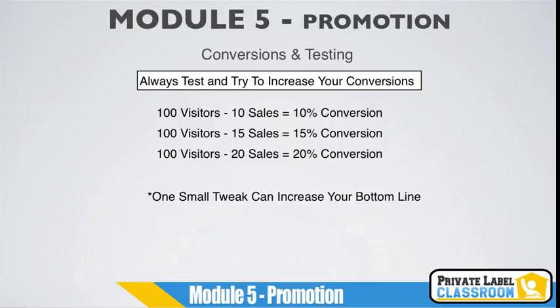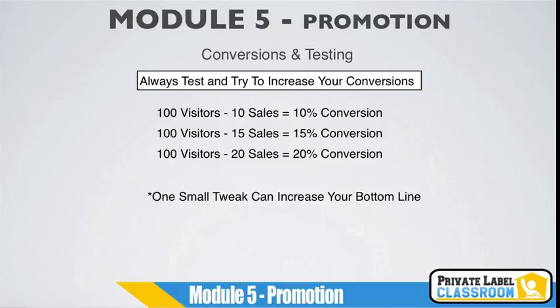So I gave some numbers here just to give you a visual of it. Let's say that you have 100 visitors that come to your listing and you receive 10 sales per day. That's a 10% conversion rate. Pretty basic math, right? Well, let's say that you increase your conversion rate to 15%. Now you've got 15 sales from just tweaking something, okay? And then go one step further: let's say that you have 20 sales for every 100 visitors. Now you're at a 20% conversion rate.